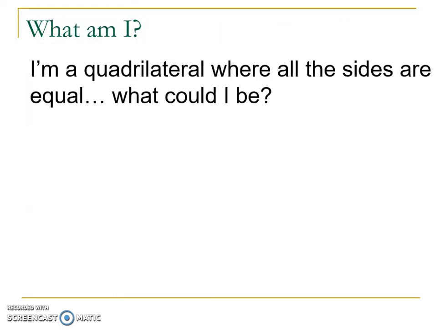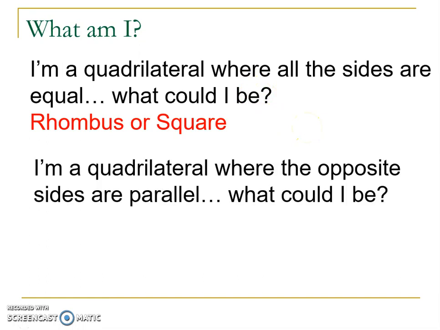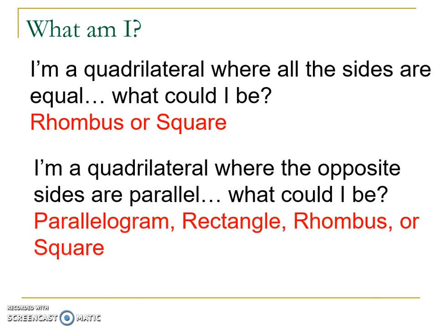So what am I? I'm a quadrilateral where all the sides are equal. What could I be? I can be a rhombus or a square because they have all equal sides. But not a rectangle, because in a rectangle one side is longer than the other. I'm a quadrilateral where the opposite sides are parallel. What could I be? Parallelogram, rectangle, rhombus, or square. All of them, right? They all have opposite sides parallel. So you have to write all of them, please.